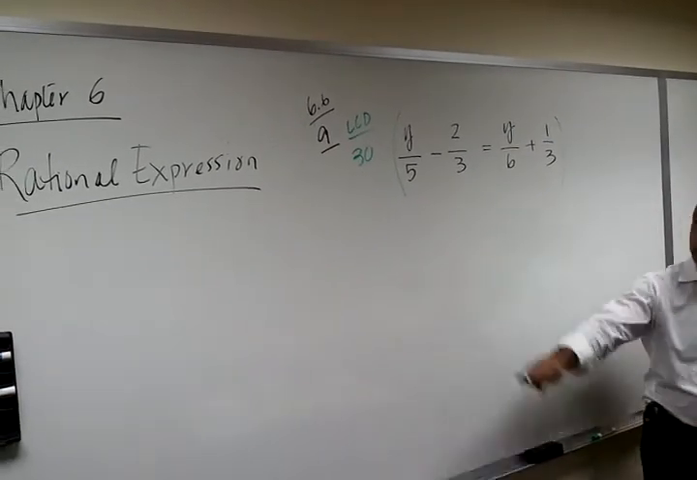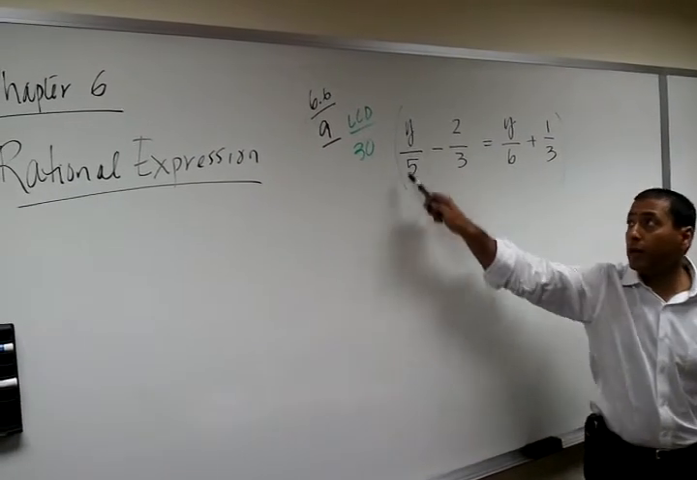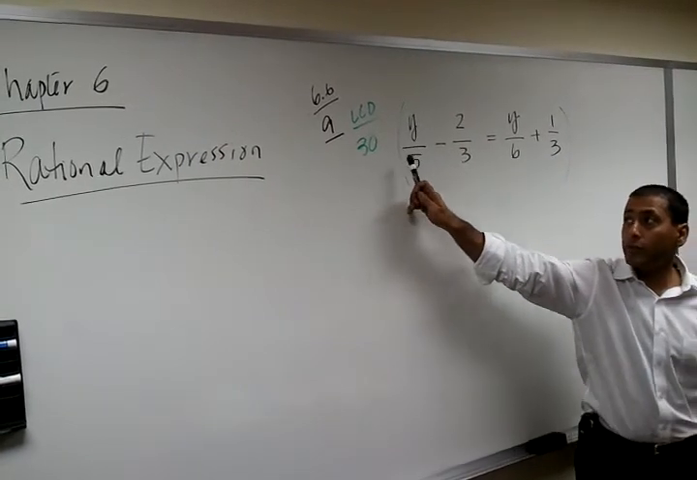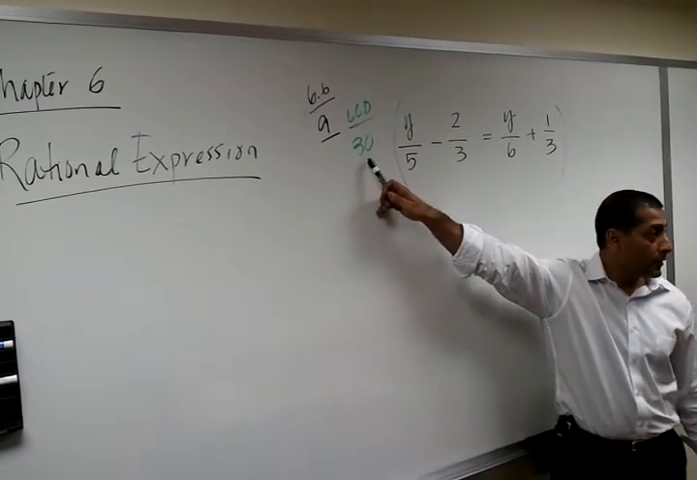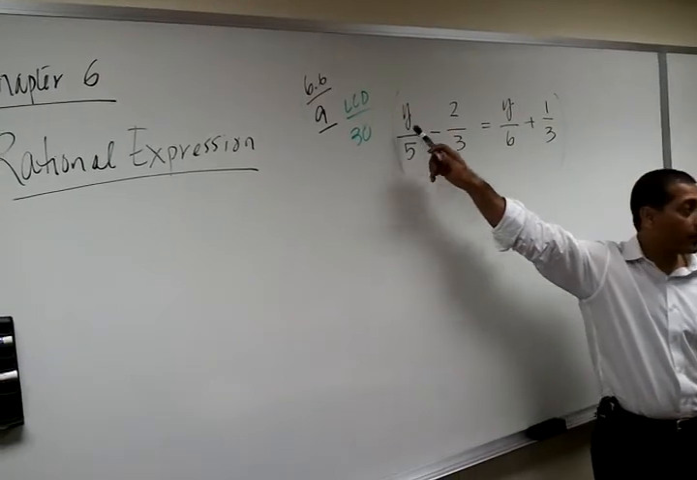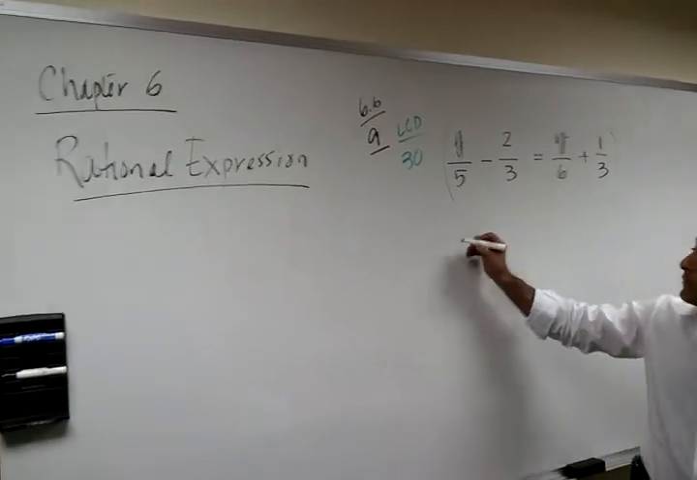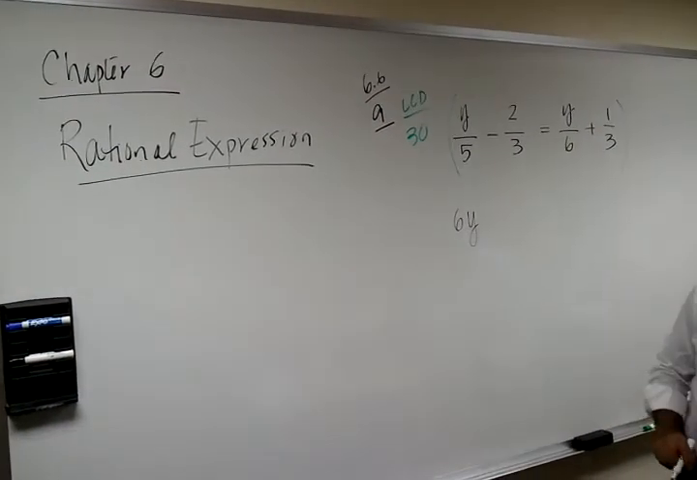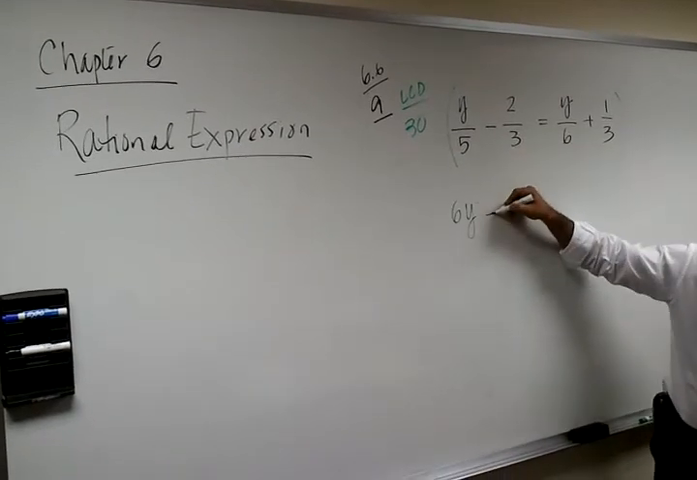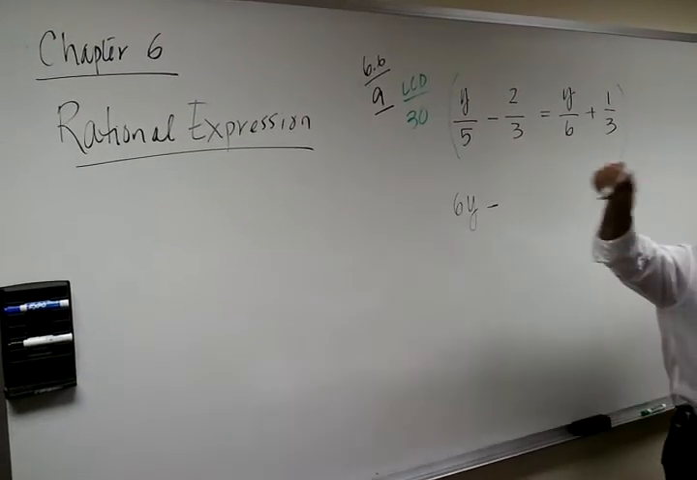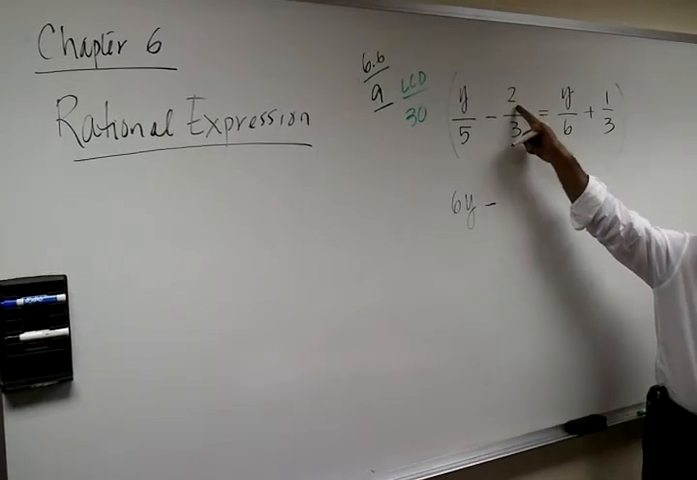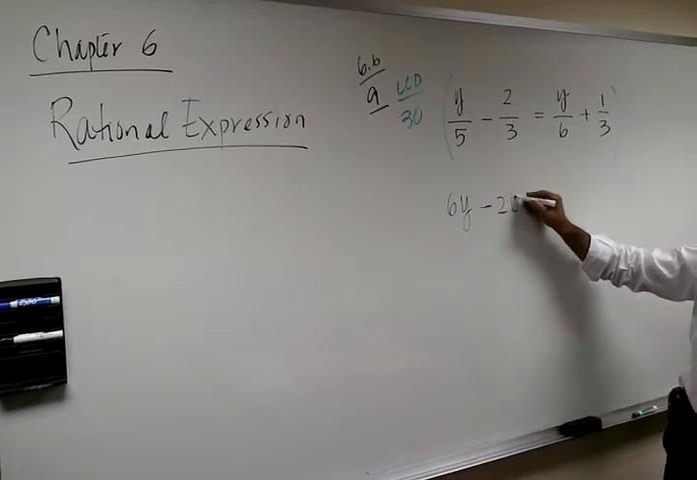Okay, so here's my question. If I take 30, multiply by y over 5. So 5 is going to go 30 how many times? 6. And 6 will multiply the numerator, so it's going to become 6y. No more denominator, right? Okay. Minus 3 is going to go 30 how many times? 10. 10 will multiply with 2, so it's going to become 20.